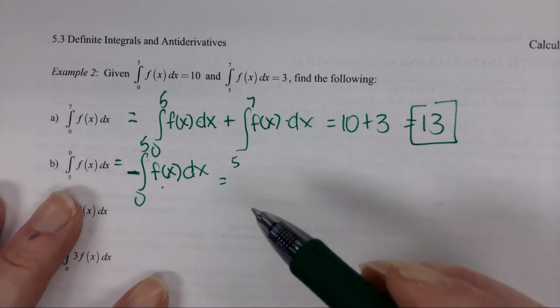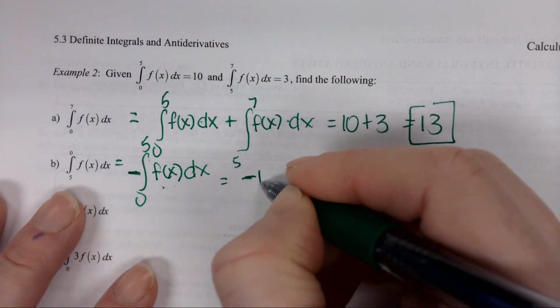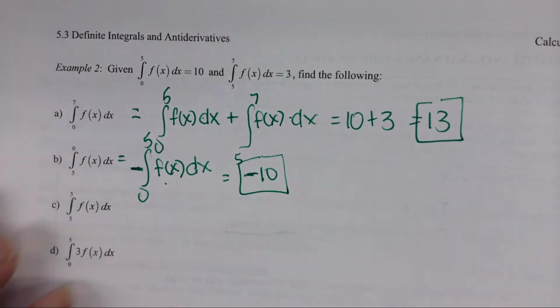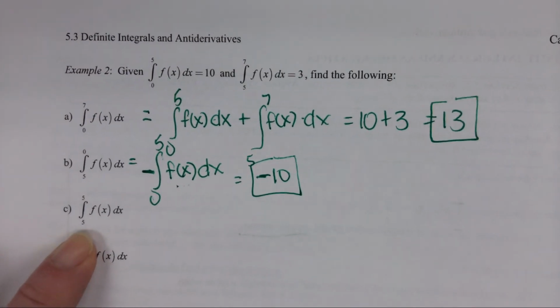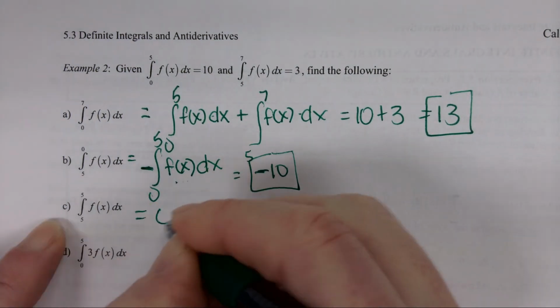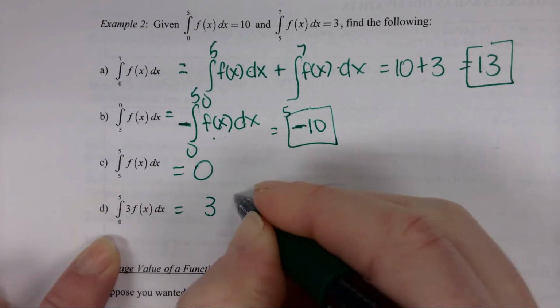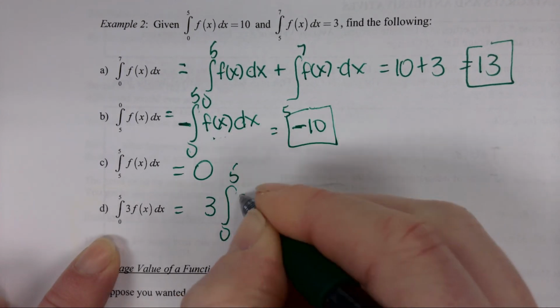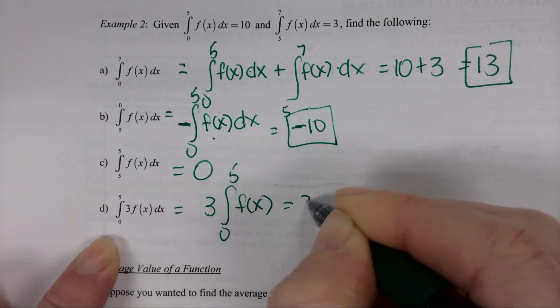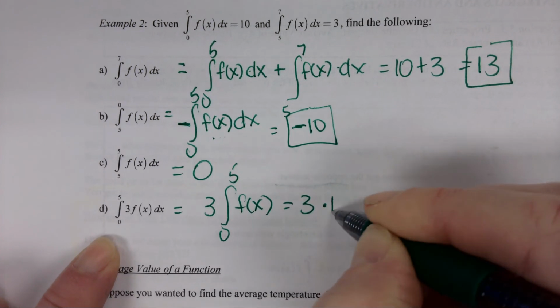This would be the opposite of 10. What's the integral from 5 to 5 of f of x dx? 0. 0, easy. How about this one? Pull a constant out to the front. 3 times 10 equals 30. Okay.